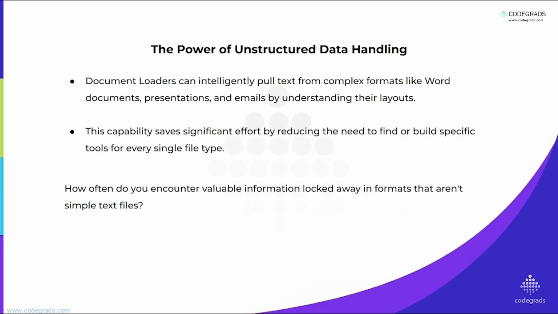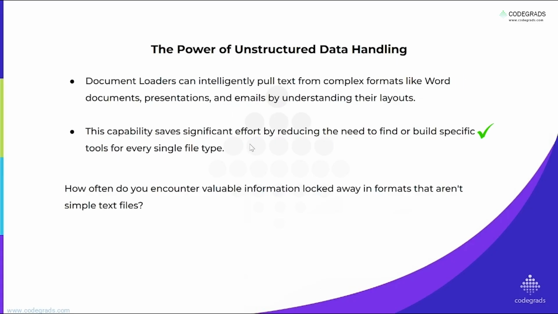Now, the power of the unstructured data. Most real world data is unstructured, such as articles, image, PDF, website, and customer support ticket. Unstructured data is very hard to process, but is very rich in value. Now, document loaders help turn this unstructured chaos into a structured document that AI can work with. It can also intelligently pull text from complex formats like Word document, presentation, and email by understanding the layouts.